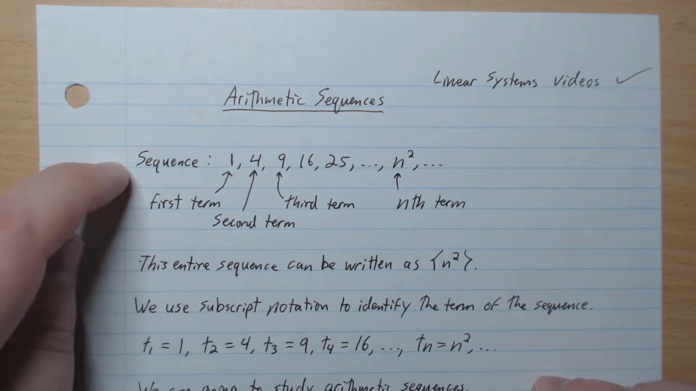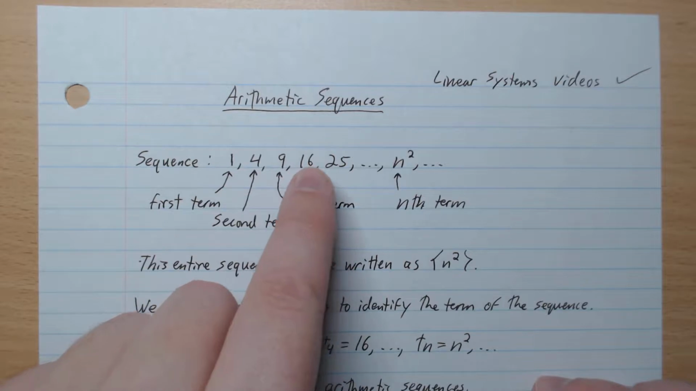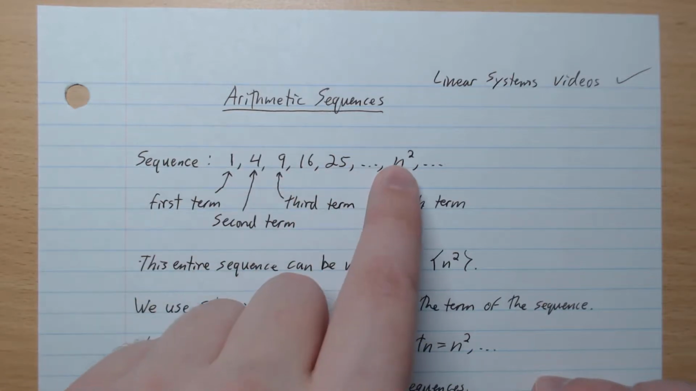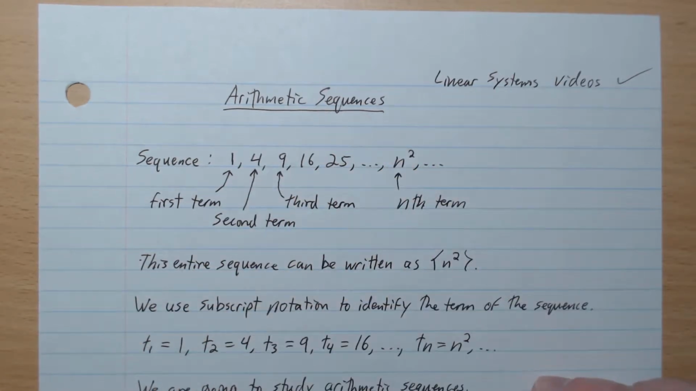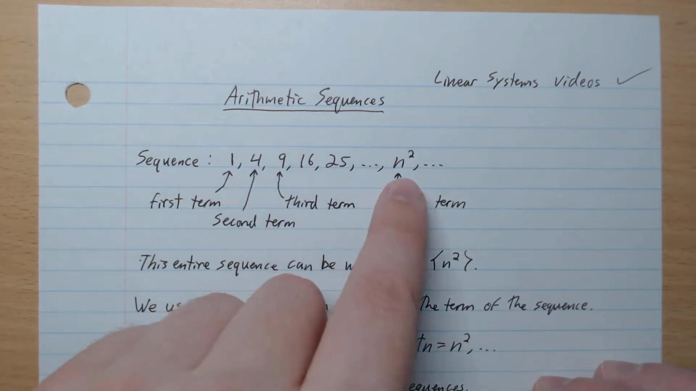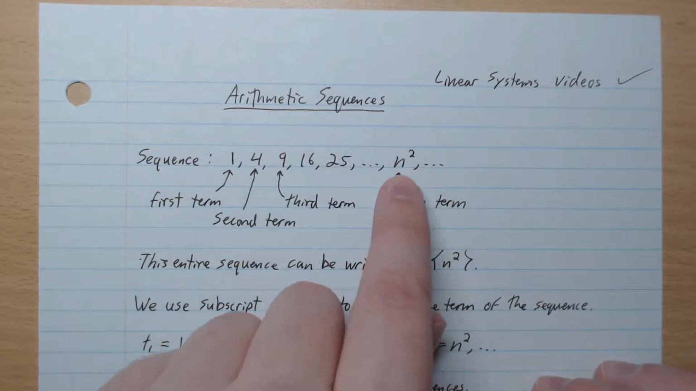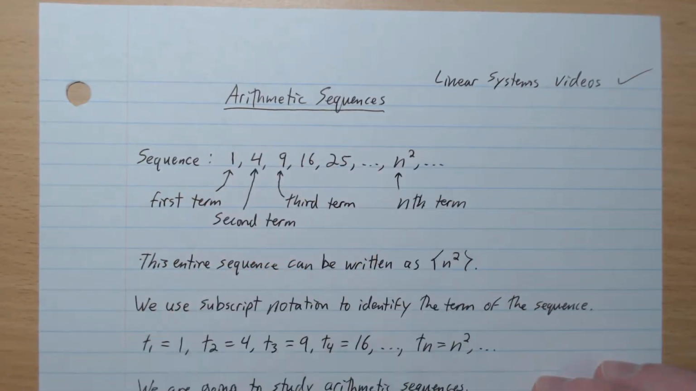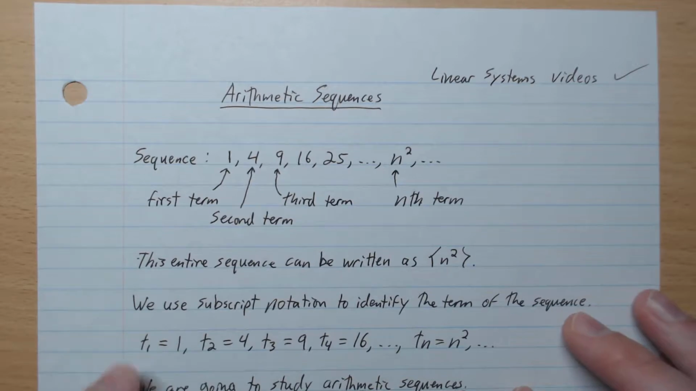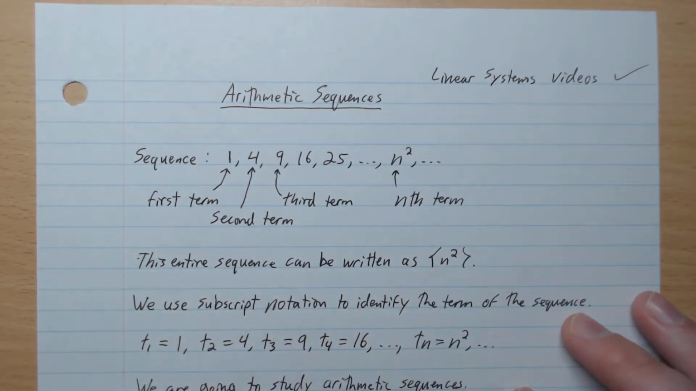So a sequence is an ordered list of numbers, right? Here's an example of a sequence: 1, 4, 9, 16, 25, etc., all the way to n squared, and it keeps going. You can have a finite sequence or an infinite sequence. And this n squared here, we call it the nth term. It tells us the pattern of the sequence, usually. And so this entire sequence can be written as n squared like this.